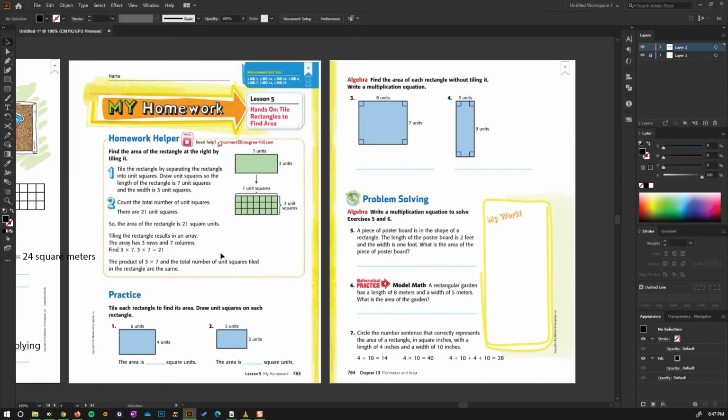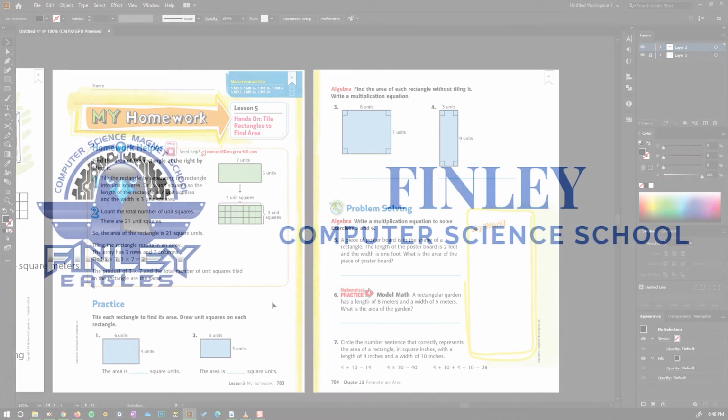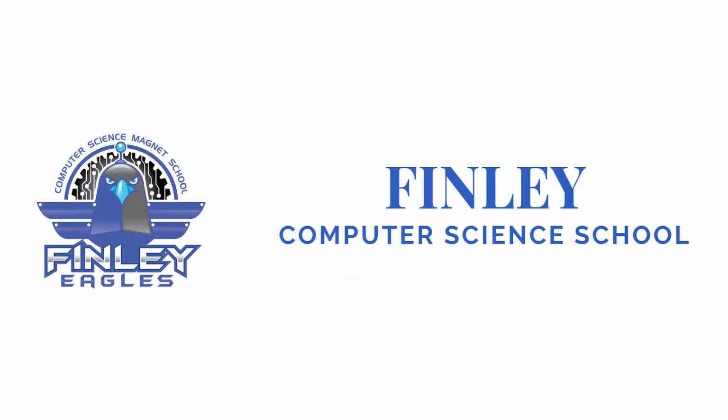Alright, and today's homework is very simple. Page 783 and 784. There are only 7 problems, and all of them are simple multiplication and drawing some lines. So, if you have any questions, feel free to contact myself or Mrs. Rainey, and good luck and have fun.